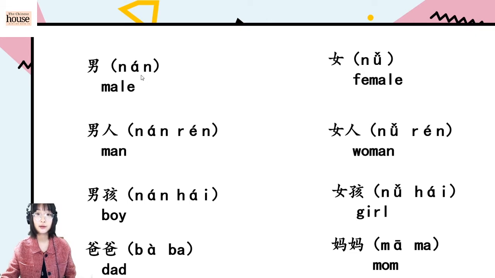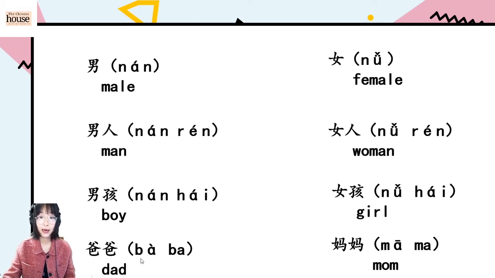Then male, 男, second tone. Female, 女. Man, 男人, woman, 女人. 人 is people, human. And boy, 男孩, 孩 means child. 男孩, 女孩.